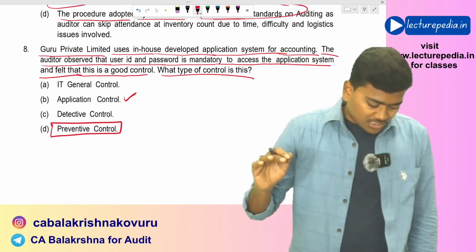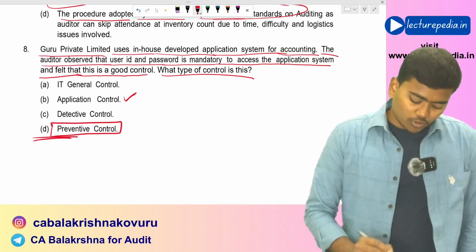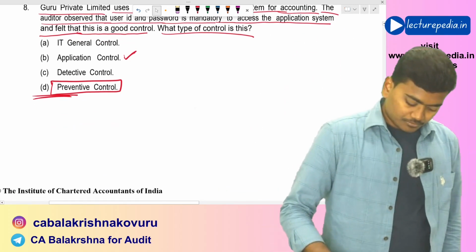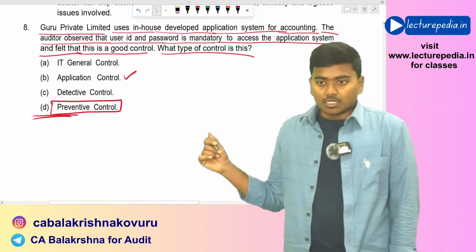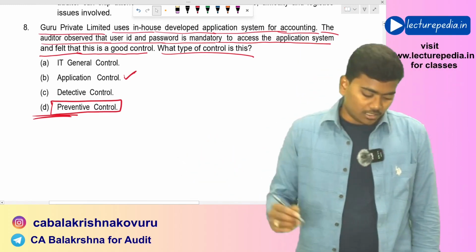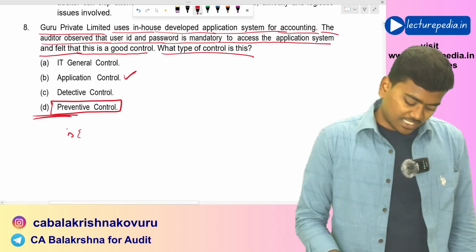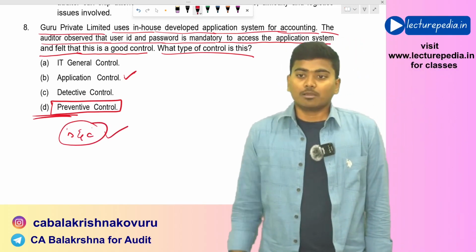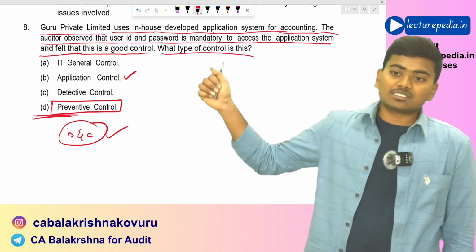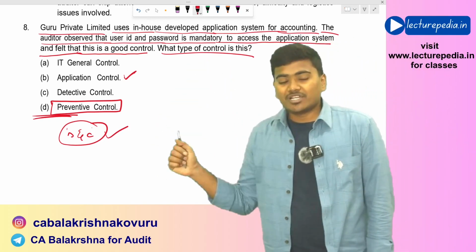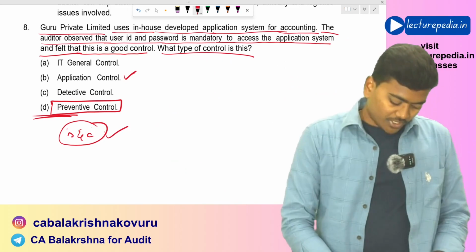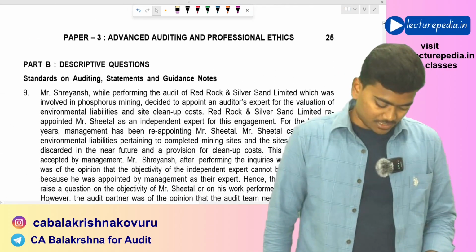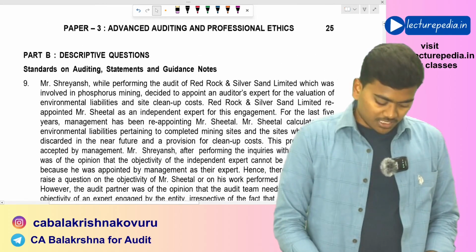But when you see, option D would be more relevant when compared to option B. Okay, if in case you had another option saying both option B and option D, then you could select option B and option D. But since there are only 4 options, considering preventive control is more relevant, option D would be correct. Okay, next. So that was with MCQs.